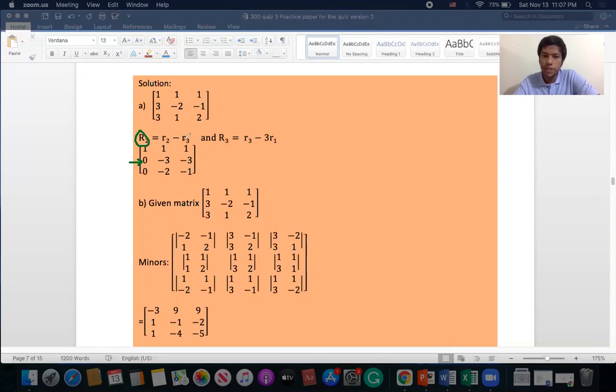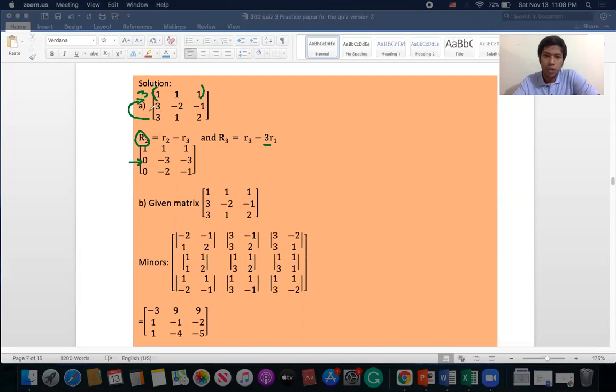Due to this dictation, R3 equals R3 minus 3R1. It means this is row 3, and we will have to subtract row 1 from it. But before the subtraction, we will have to multiply it by 3.